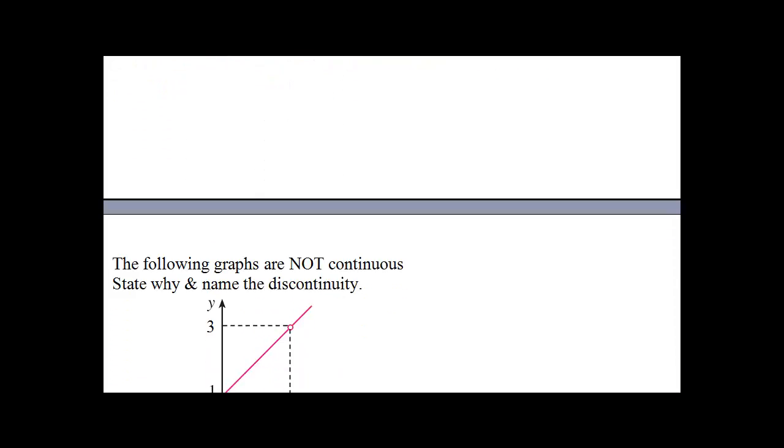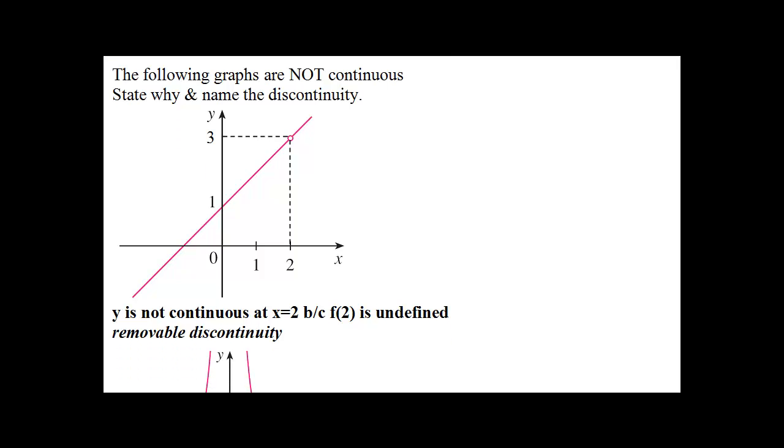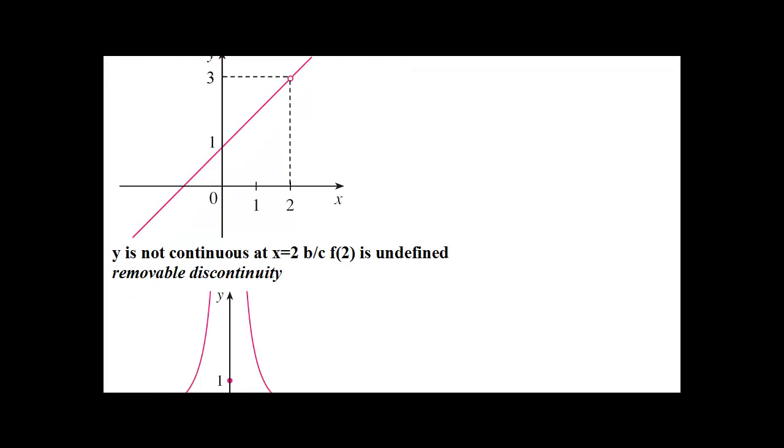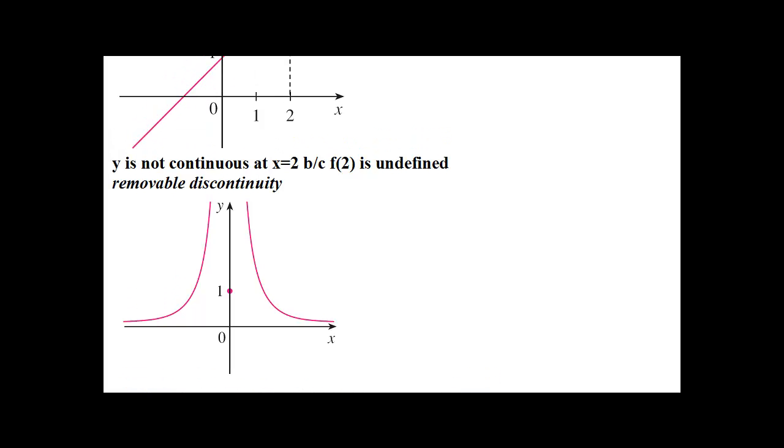Let's look at some examples of graphs that are not continuous. We will give a reason why they are not continuous using the three parts of point continuity, and we will name the type of discontinuity that exists. In our first graph, when x is equal to 2, the graph is not defined. We can stop right here. Our graph is not continuous. We call this a removable discontinuity because the discontinuity occurs at a little hole, and if we remove the hole, or I guess filled it, then it would become continuous.